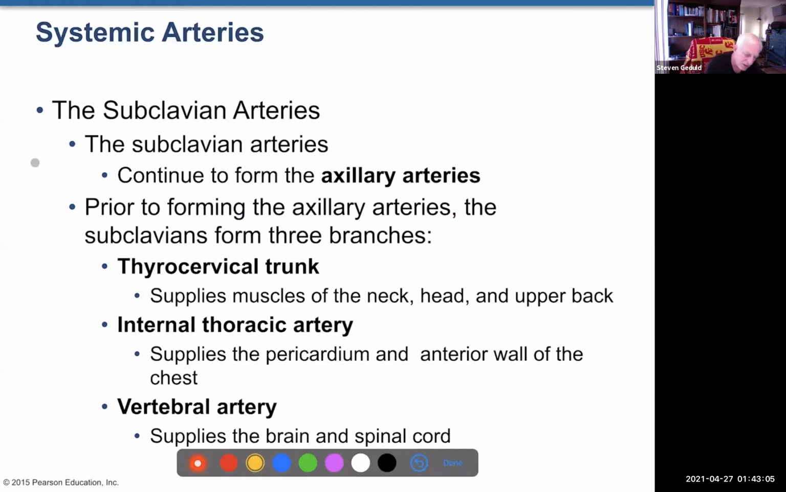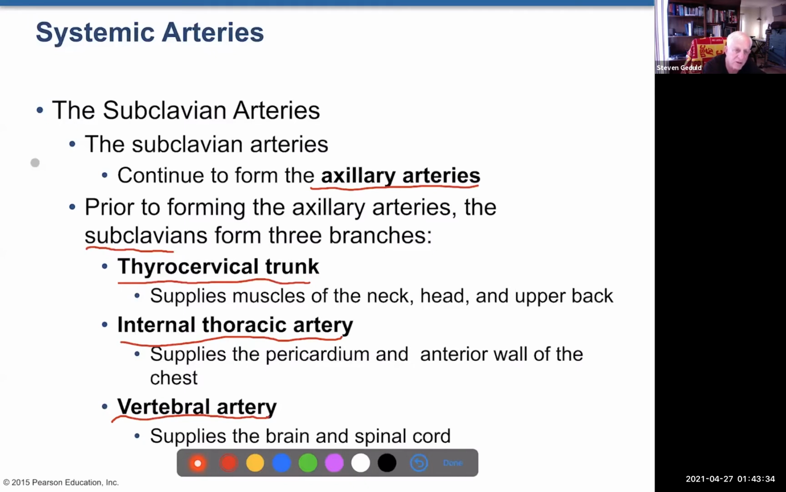All right, systemic arteries. So that's the pulmonary arteries. Okay, this is now systemic artery. This is subclavian arteries. Subclavian arteries continue to form into the axillary arteries. So subclavians branch into the axillary. Prior to forming the axillary arteries, subclavians form 3 branches. So your subclavian arteries coming off from the aortic arch, from the thyrocervical trunk, the internal thoracic artery, and the vertebral artery. Okay, that's before they form into the axillary arteries.